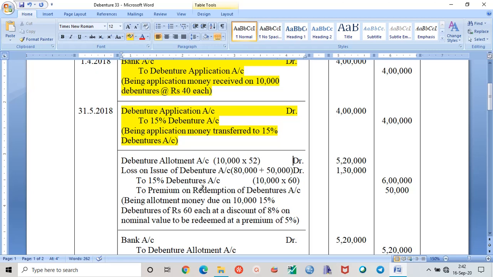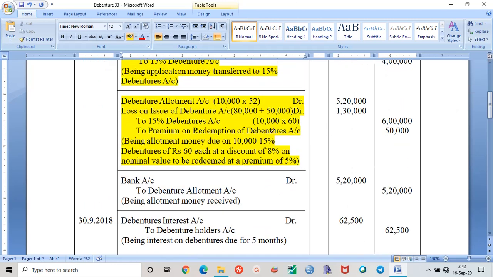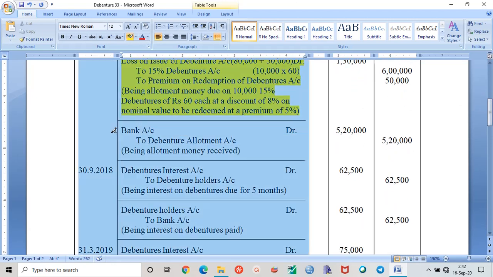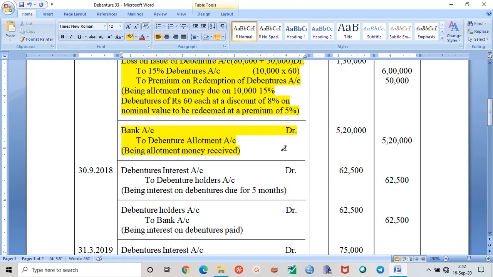And premium on redemption of debentures is your 50,000. So this is your entry, the fourth entry at the time of allotment. And this loss is composed of actually 80,000, which is your discount, and 50,000, which is the premium at the time of redemption. So 80 plus 50 is 1,30,000. So finally you will receive the money: bank account debit to allotment account.